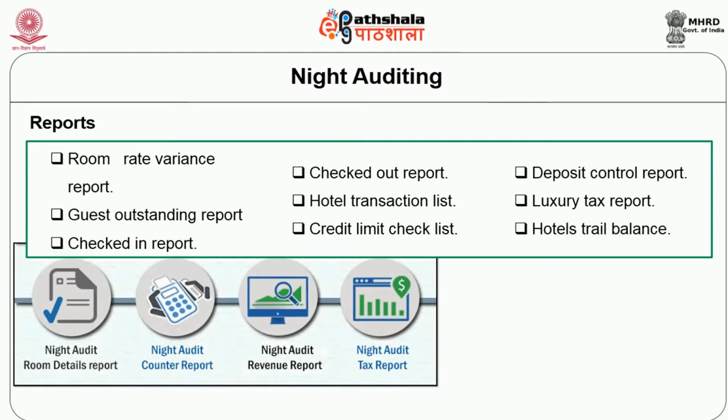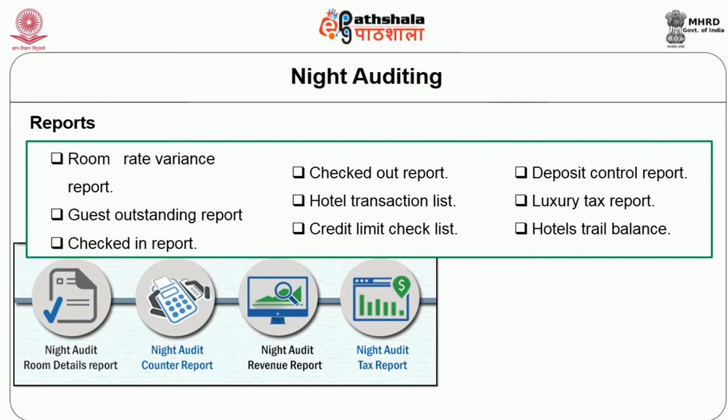Now, the room rate variance report. Here any change in the room rate should be recorded, because during night auditing, if anything changes, it should be recorded and should be known to the other staff and reported. So the room rate variance report is where any change in the room rate or tariff is recorded.